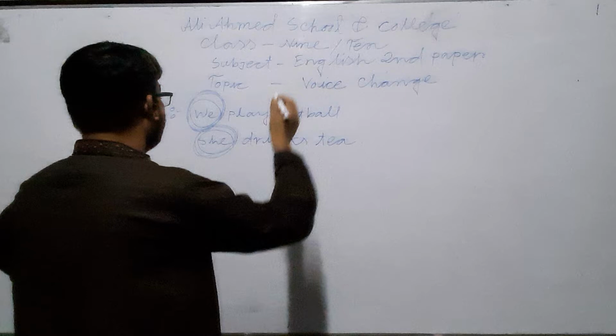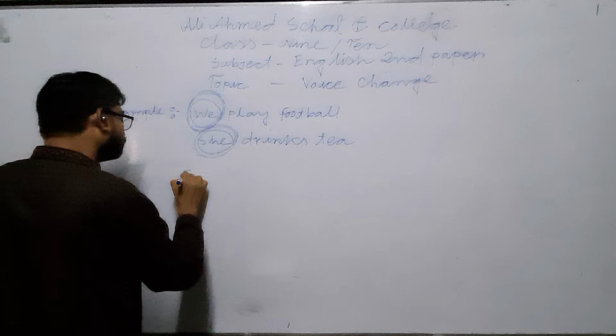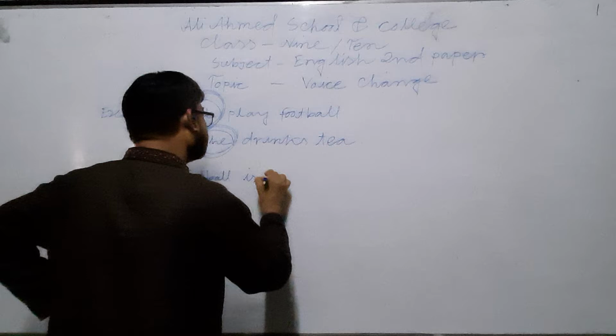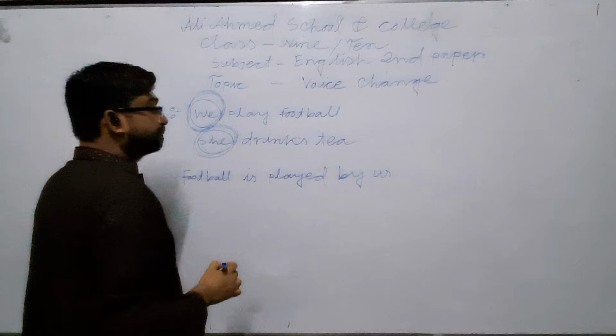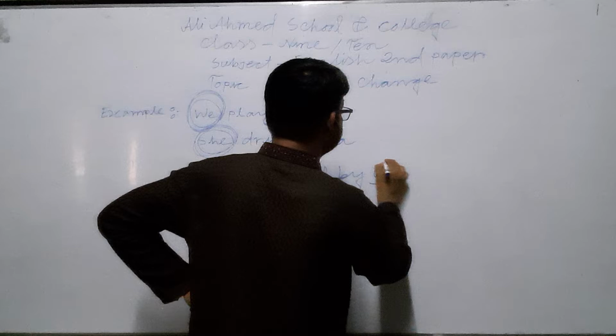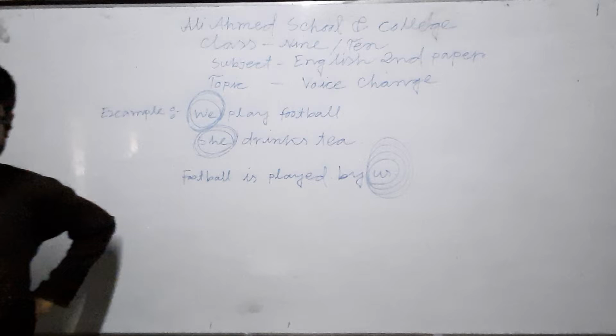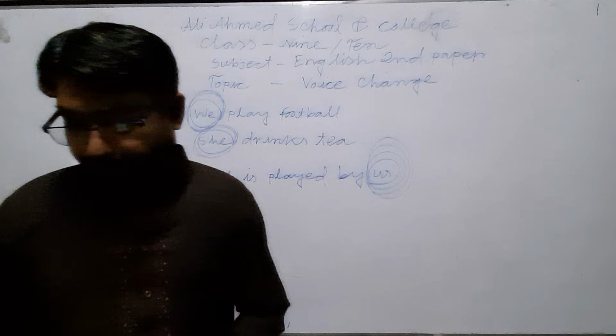Let us go to the example. Passive voice: Football is played by us. Here, the verb has been acted upon by someone. That means it is an example of passive voice. Now, let us try to change the active voice into passive.